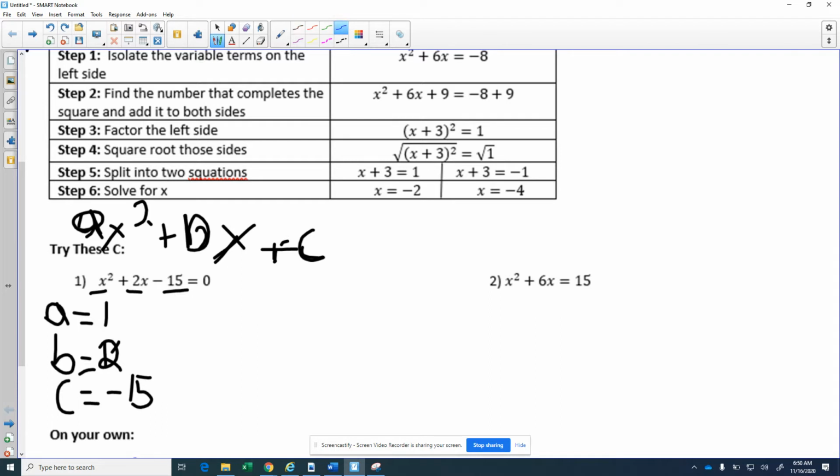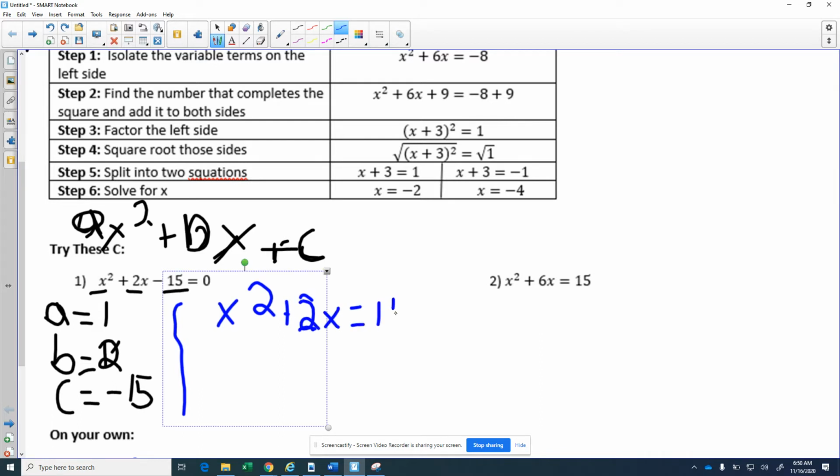Now, from this point, what we're going to do is move things around. We want to try to just get the x squared plus 2x by itself. So we're going to add the 15 over to get x squared plus 2x equals 15.